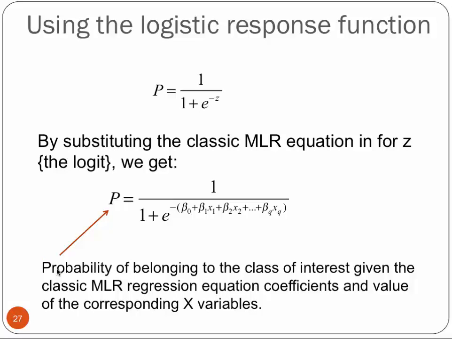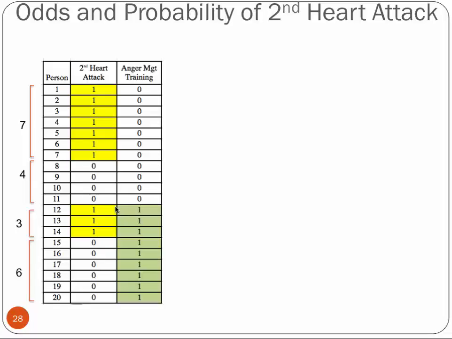So if we substitute the classic multiple linear regression equation in for z, or for logit, in other words, we get this. And so if we can find a way to figure out what these betas are that we can multiply by the values of x and do that correctly, then we should be able to get the correct probability of p. Let's look at an example of how this can work.